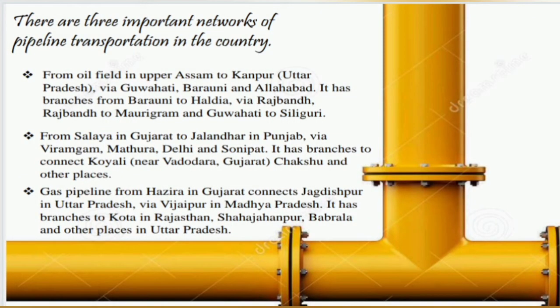There are three important networks of pipeline transportation in India. First, from oilfield in Upper Assam to Kanpur via Guwahati, Barauni, and Allahabad. Second, from Salaya in Gujarat to Jalandhar in Punjab via Viramgam, Mathura, Delhi, and Sonipat. Third, gas pipeline from Hazira in Gujarat connects Jagdishpur in Uttar Pradesh via Vijaipur in Madhya Pradesh.